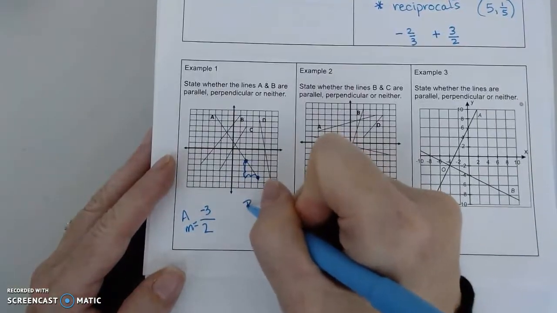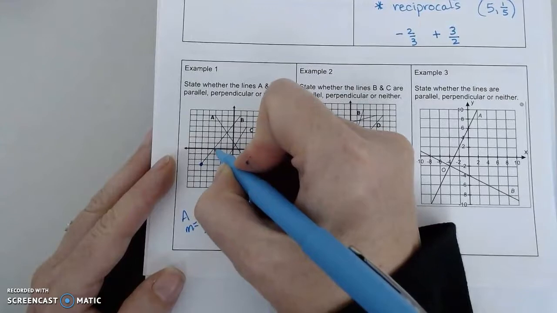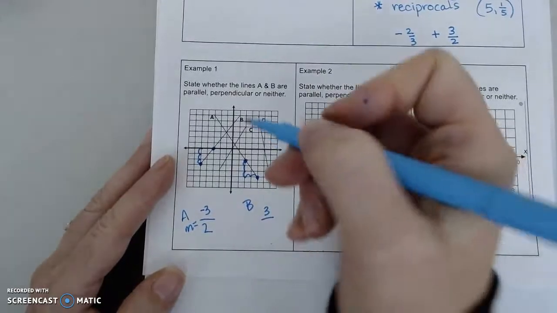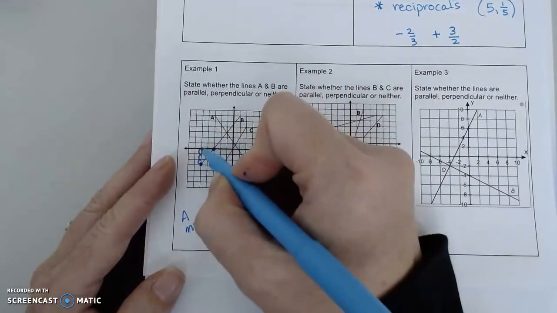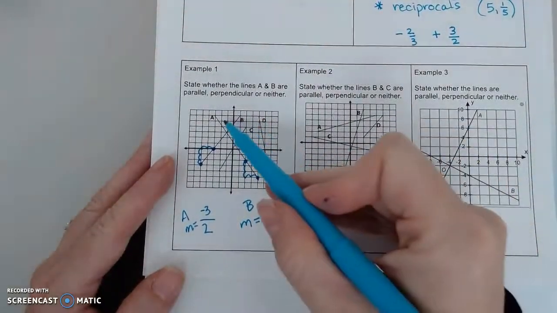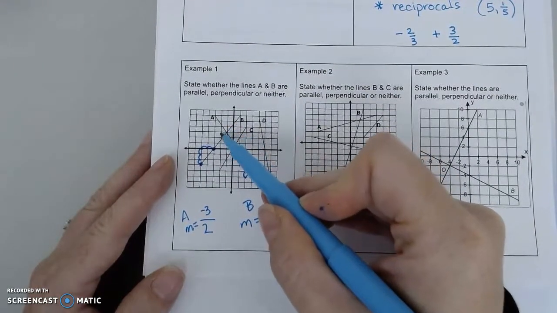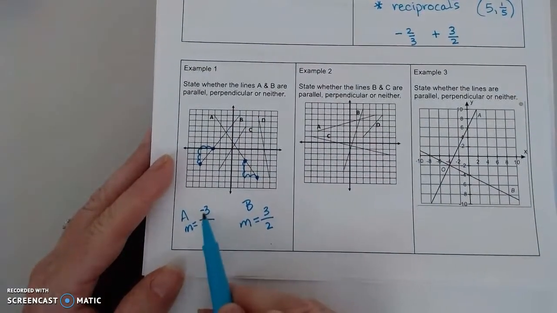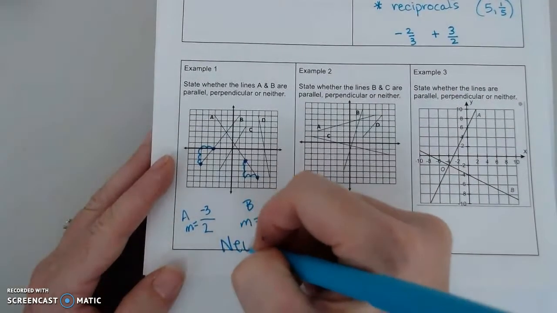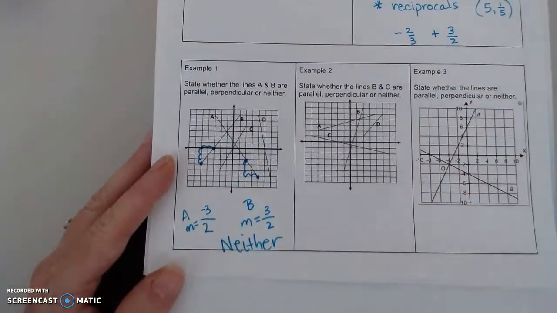And for line B, same idea. I'm going to start here, and let's see, it crosses pretty nicely right there. So I'm going to go up 1, 2, 3, and I'm going to go to the right 1, 2, and that would be that slope. So if I look at A and B, I definitely know they're not parallel, but they could be perpendicular. It's hard to tell if that's a right angle or not, but if I look, they're opposite signs, but they are not reciprocals. It's the same number, so this is neither. They're just intersecting lines.